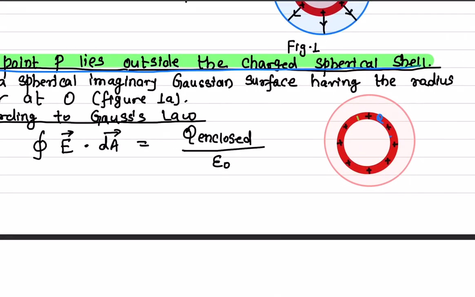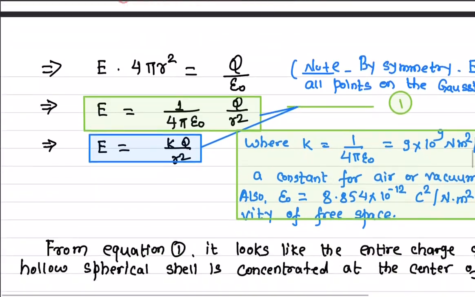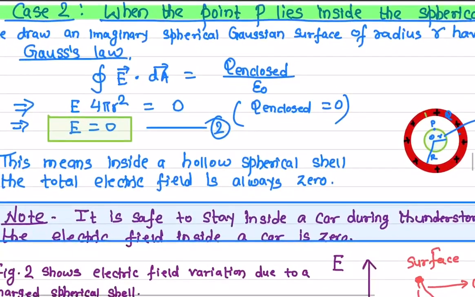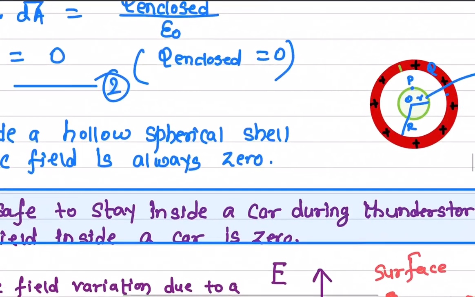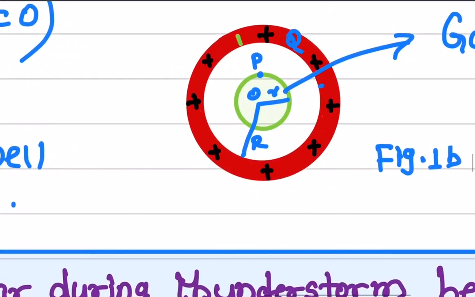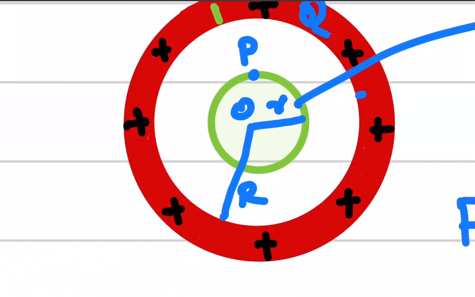Okay, so now let's go back here. So this is our charge. Now the point is somewhere here inside the hollow spherical shell. Now we will find out what is the total electric field at this point. So again, what are we going to do? We're going to use the Gauss law. We're going to apply the Gauss law.